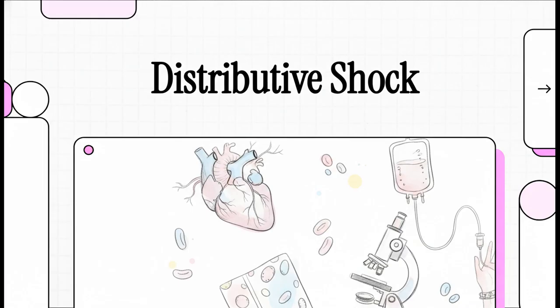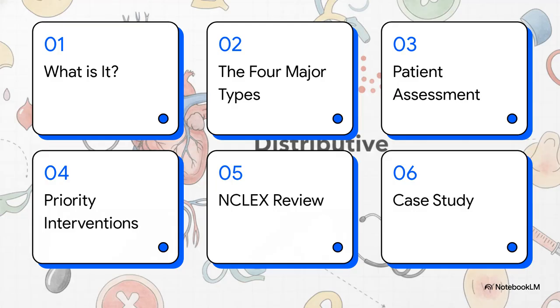You absolutely have to know this stuff, not just for your exam, but for your first day on the floor. So, here's our game plan. We'll start with the basics, what distributive shock even is. Then we'll get into the 4 major types you'll see. After that, we'll talk about what your patient looks like and what you need to do first. And of course, we'll wrap it all up with a super high-yield NCLEX review and a quick case study to see if you've got it down.